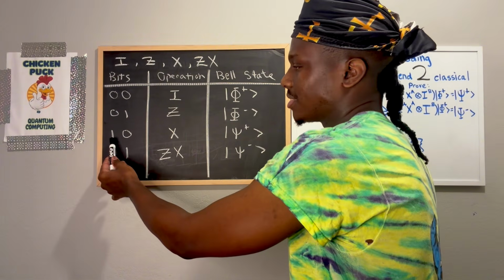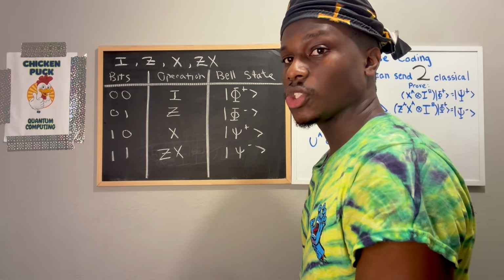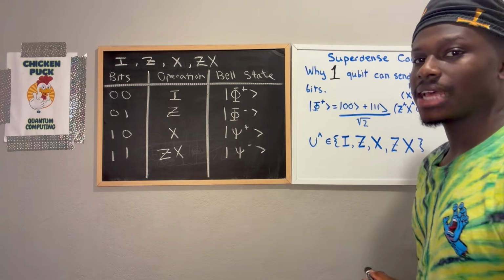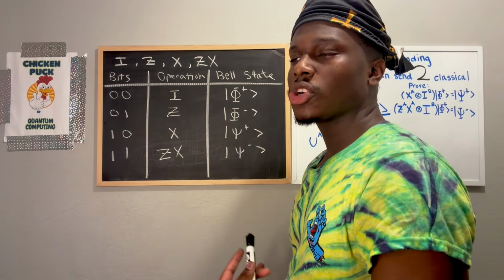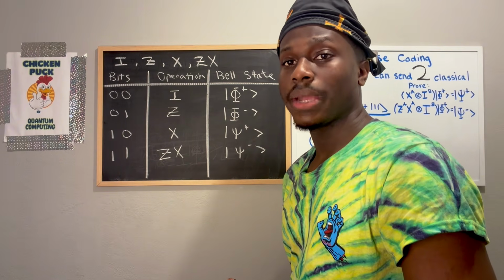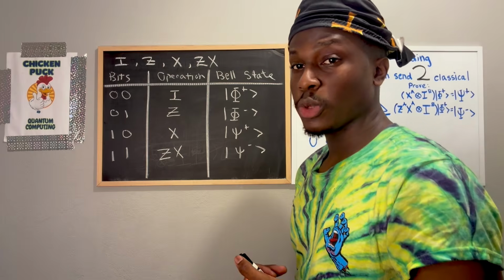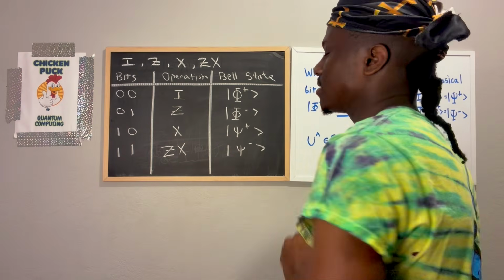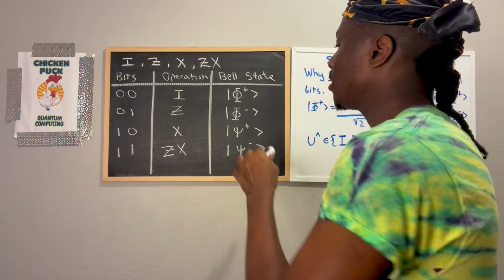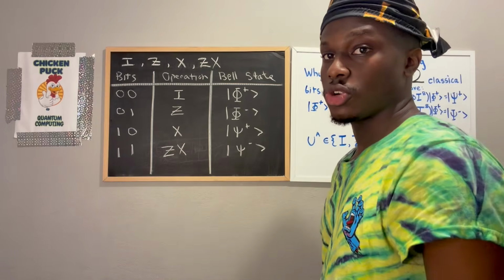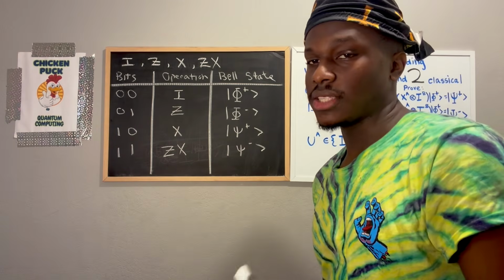So if Alice wants to send 10, she would apply X to her qubit, and that would transform phi plus into psi plus. So then Alice sends her one qubit to Bob. Bob already has the other half of that entangled pair, so now he possesses both qubits. Then he'll perform a Bell state measurement, and then he sees the psi plus, and then he looks at their codebook and sees that that means 10. So that's the idea of how superdense coding works.